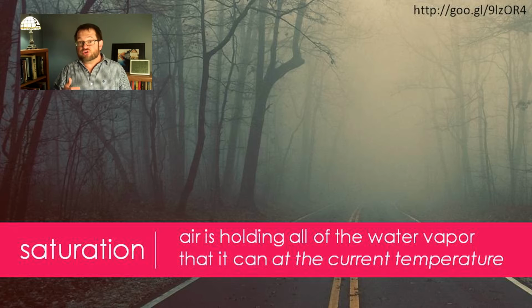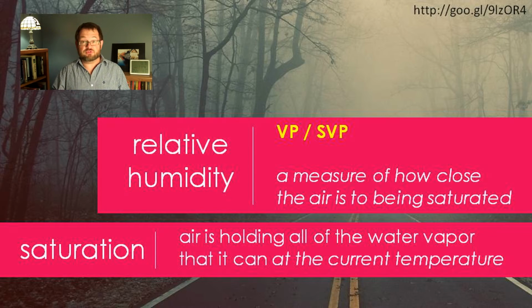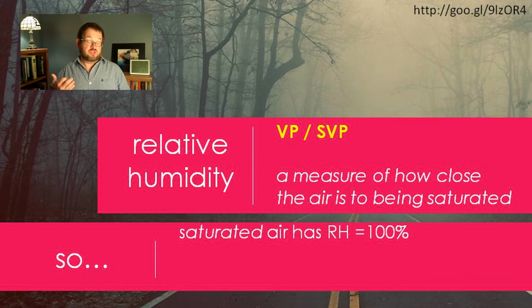So the saturation vapor pressure is a measure of how much water vapor the air could be holding. Vapor pressure is the measure of how much water vapor the air is holding, and the ratio of those two numbers is what we mean when we say relative humidity. When the relative humidity is 50%, that means the air's vapor pressure, VP, is half of the value of the saturation vapor pressure. The air is holding half of the water vapor it could be holding if it were saturated. It's a measure of how close to saturation the air is. So, air that is saturated has a relative humidity of 100%.